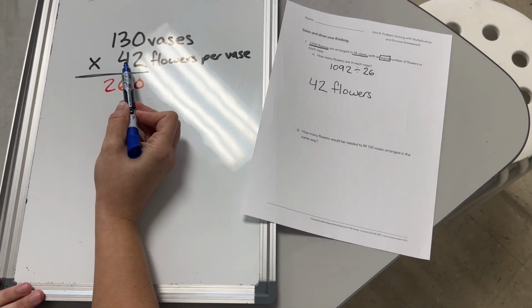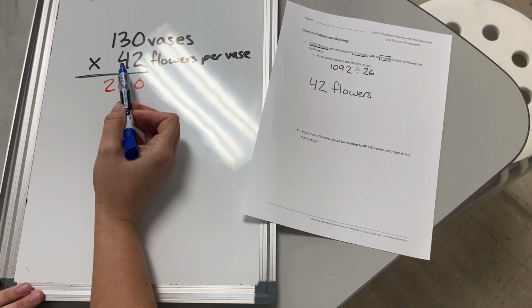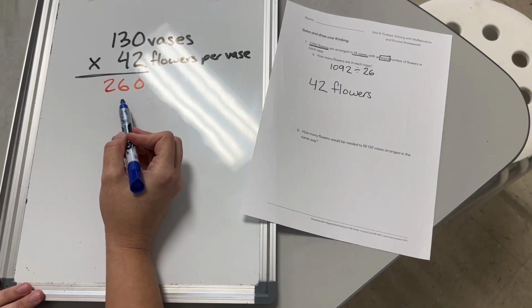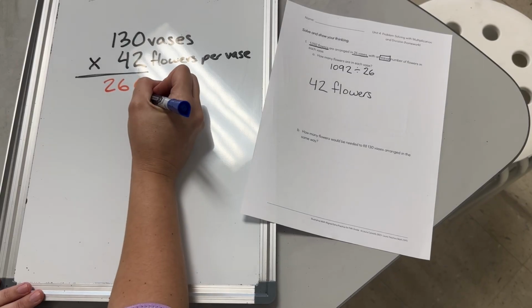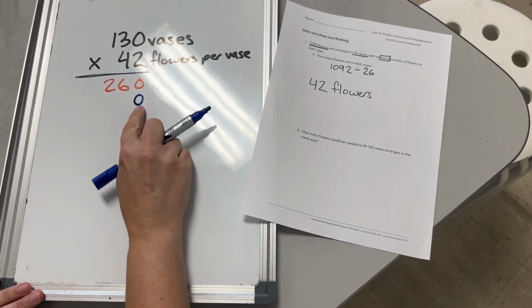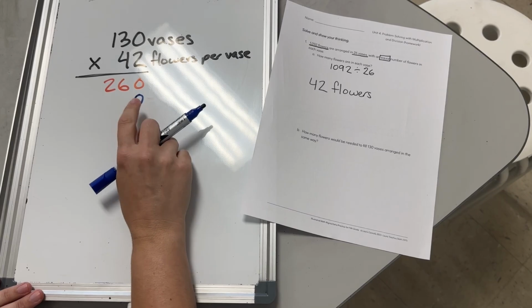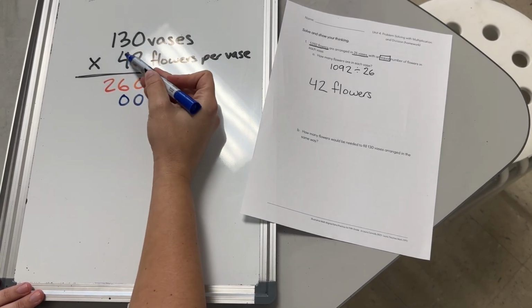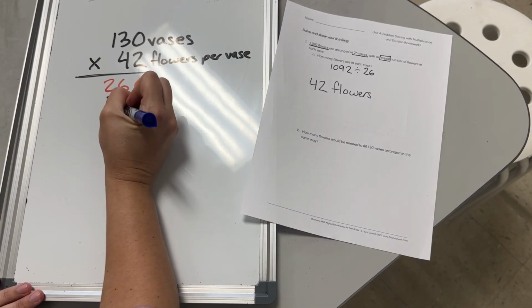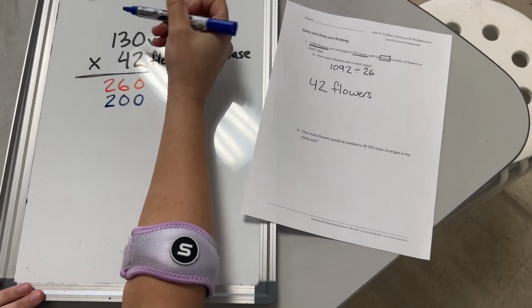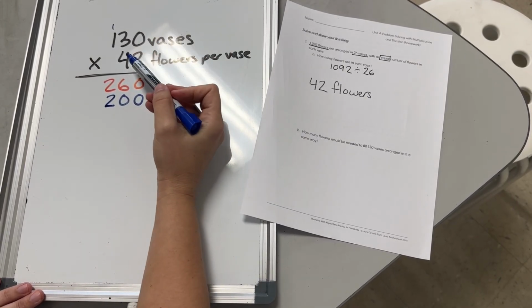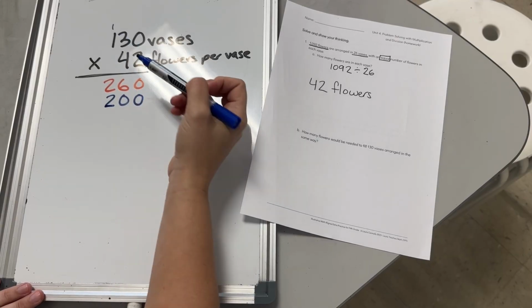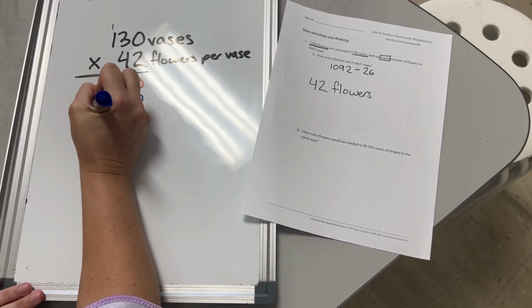Now I have to do the 4, and the 4 sits in the 10 place value, which means the first answer I write down has to be in the 10 place value. That means my 1 place value is open, so I'll put a placeholder, a 0. Now I'll do 4 times 0, which is 0, 4 times 3, which is 12, so I'll place the 2 of 12, and I'll carry the 1. And then 4 times 1 is 4, plus 1 is 5.